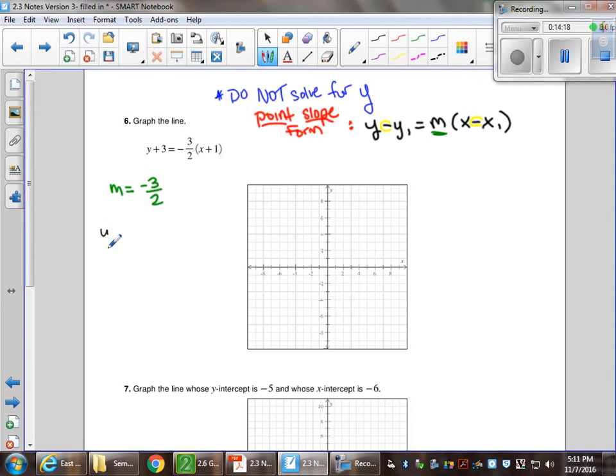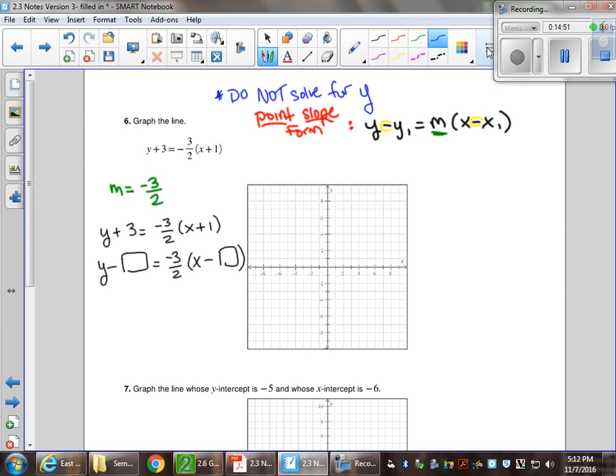If that isn't totally comfortable for you, think about it like this. I have y plus 3 equals -3/2 x plus 1. But this formula didn't come with pluses. It came with minuses. So really, it's like a fill in the blank. y minus some number equals m, so I guess you just put the -3/2. That's not what we're trying to figure out. x minus some number.